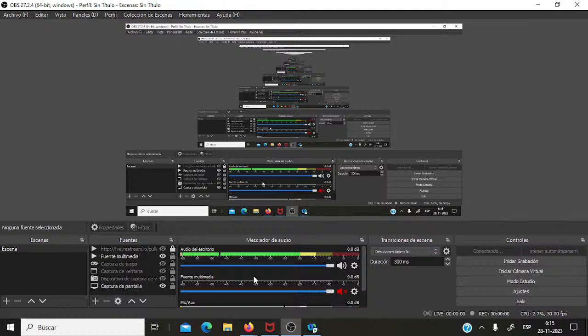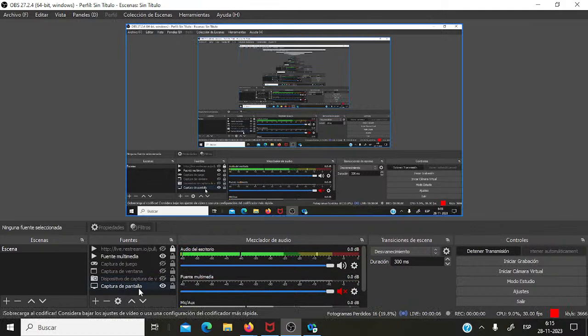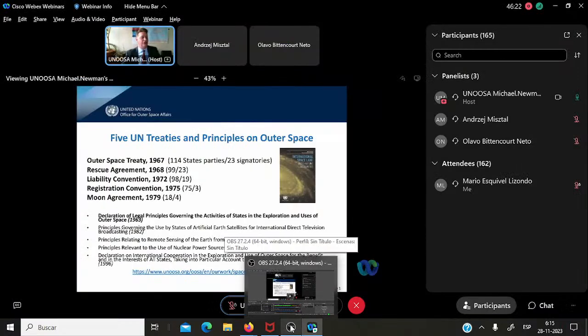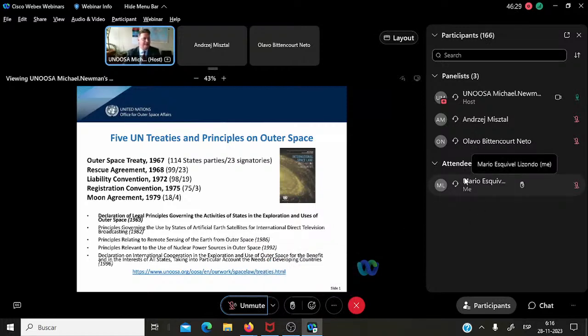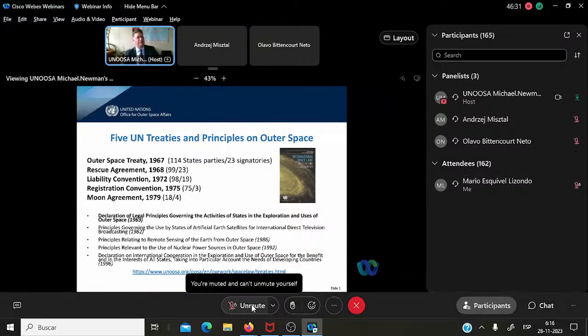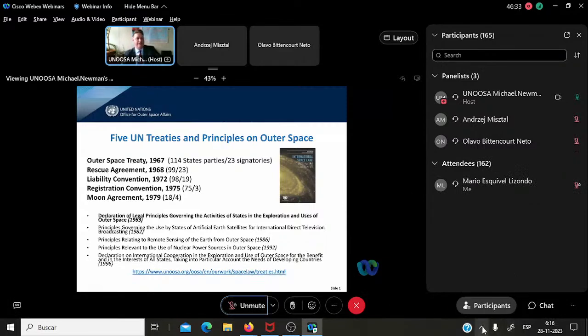Outer Space Treaty and its development, where we stand now with it, and possibly where we might go with it in the future. Just to recap, there are 5 United Nations treaties and principles on outer space. This conference is, of course, on the Outer Space Treaty of 1967.